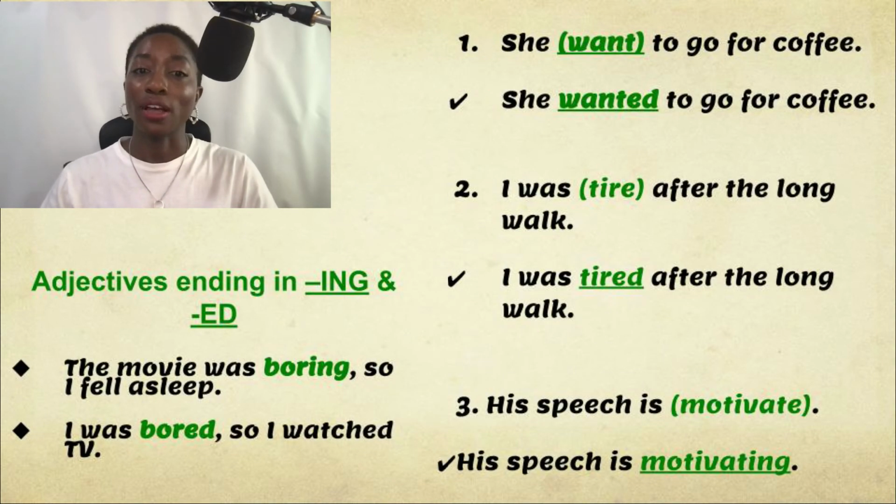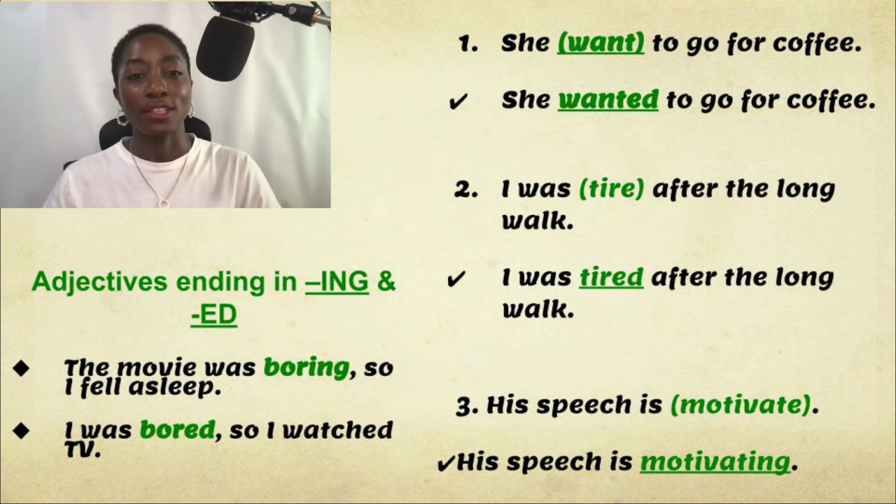For an example of an ing and ed adjective, let's look at this sentence. The movie was boring, so I fell asleep. This is using the ing form of the adjective. Next sentence, I was bored, so I watched TV. Bored is an adjective, but it's using the verb with an ed ending. The ed ending is used, so it becomes an adjective. Let's look at some more examples.